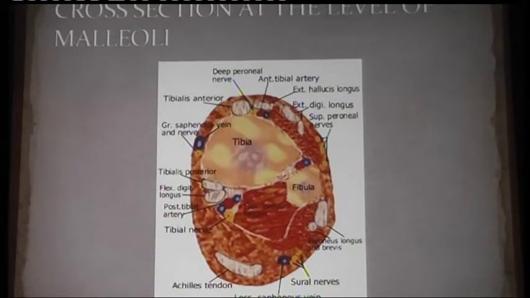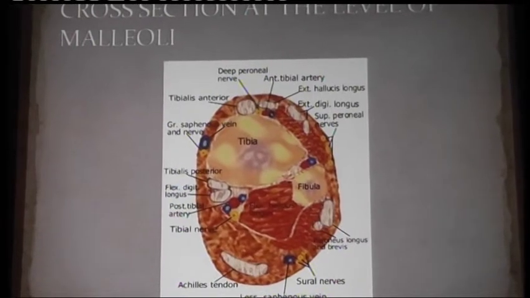This is the cross section at the level of malleoli. This is the tibia, this is the fibula, so obviously this is the lateral side. As you can see, the tibial nerve lies behind the tibial artery. Then this is the deep peroneal nerve, lies by the side of the tibial artery, which becomes the dorsalis pedis at this level, little below it. Then these are the small branches, superficial peroneal nerve, sural nerve is somewhere here. So this anatomy has to be there in the mind when you are giving an ankle block.